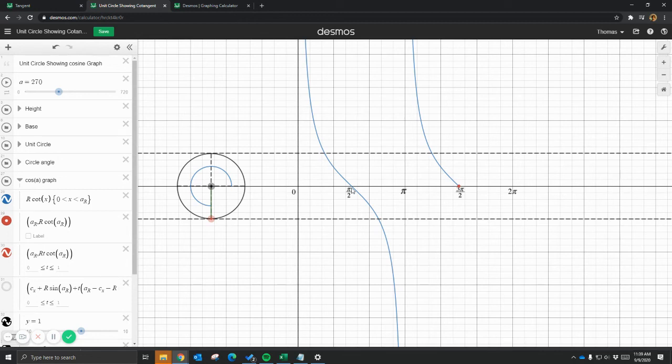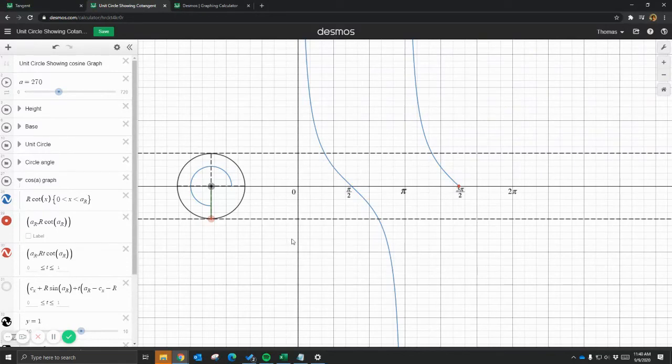Just like how the domain of secant is the same as the domain of tangent, because cosine is in the denominator of both of those functions, the domain of cotangent is the exact same as the domain of cosecant, because we have sine in the denominator of both of those functions. Cotangent being cosine of theta divided by sine of theta, and cosecant being 1 divided by sine of theta. So anytime sine of theta is 0, there's issues with cotangent and with cosecant. Okay, that's it.